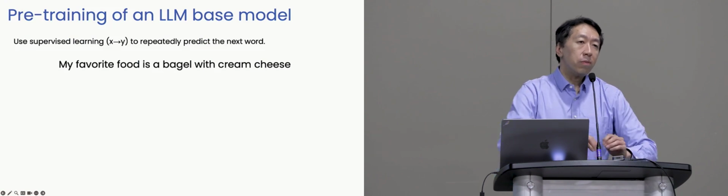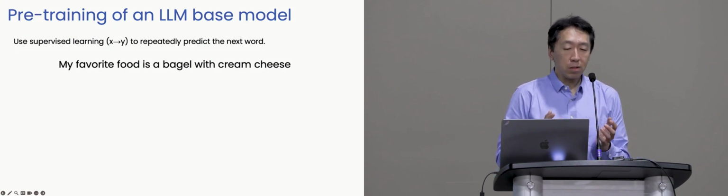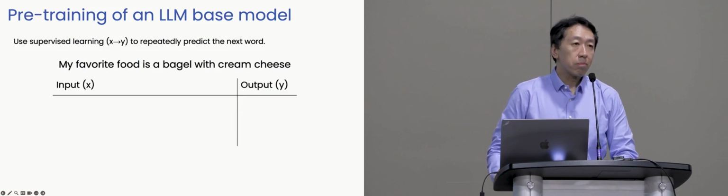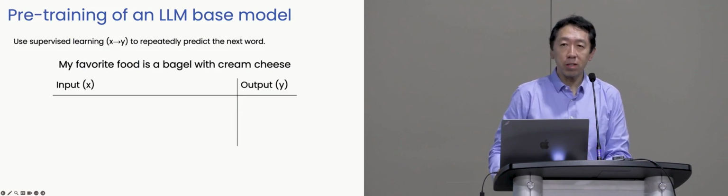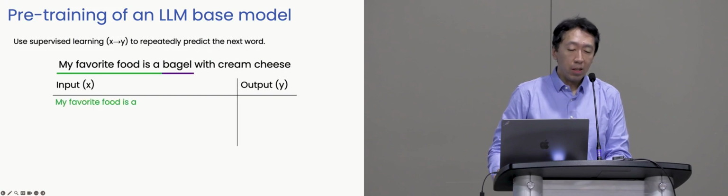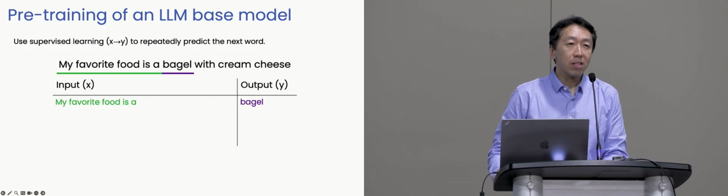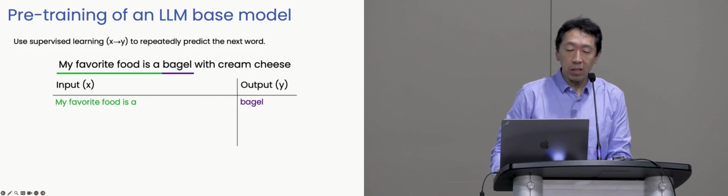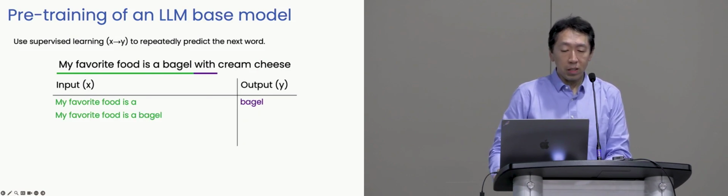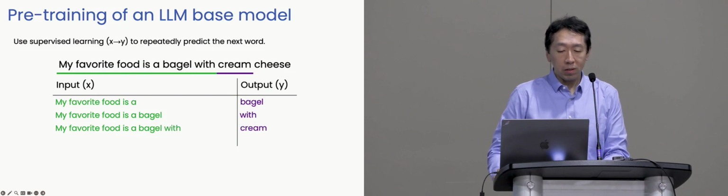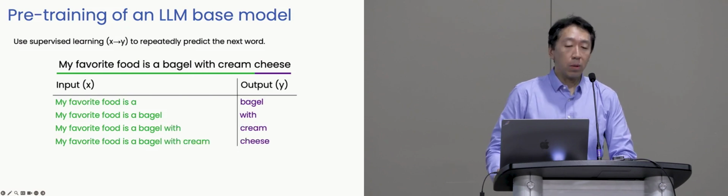So if one of the data sets has scraped off the internet a sentence like, "My favorite food is a bagel with cream cheese," then this becomes a set of training examples with supervised learning, where given the input "My favorite food is," the right answer that the transformer tries to predict is the word "a". "My favorite food is a", the next word is "bagel". "My favorite food is a bagel", the next word is "with". "Favorite is bagel with", the next word is "cream", and so on.